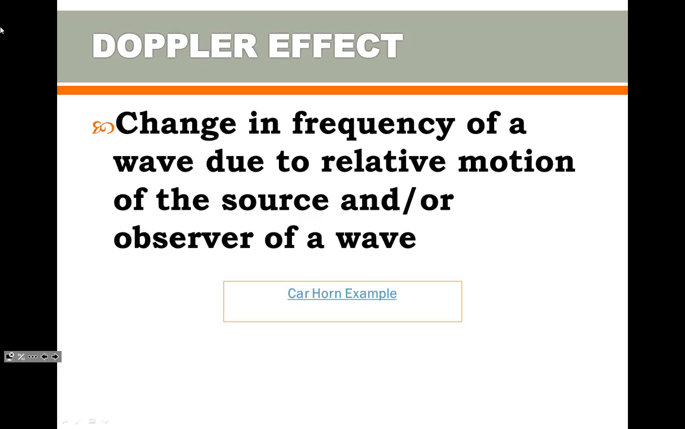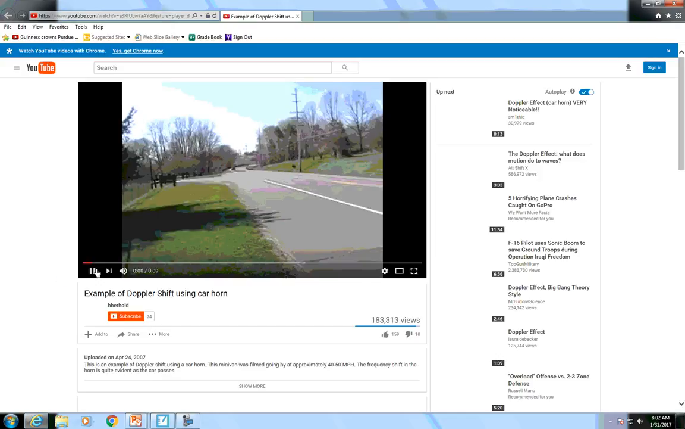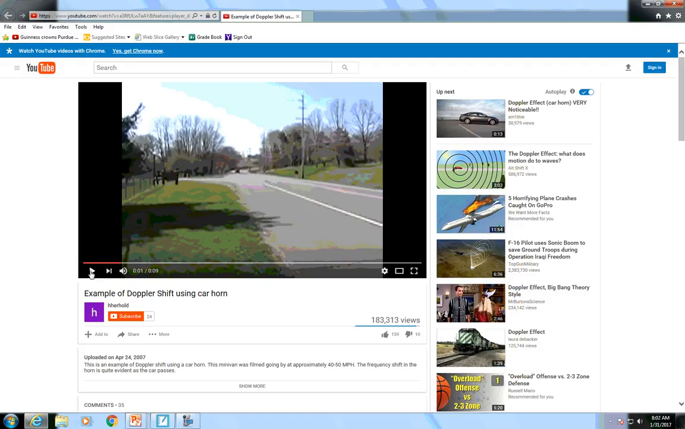Show you this example here real quick. Car horn. All right, so here's a car down the street, and it's going to be approaching the camera here.